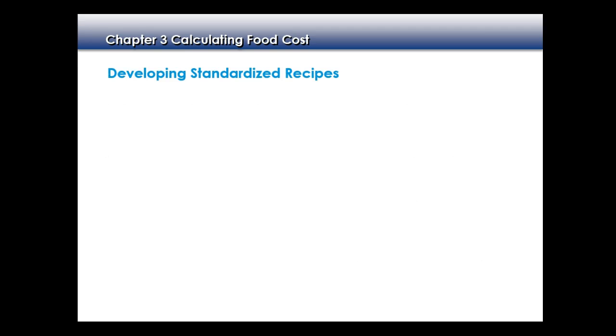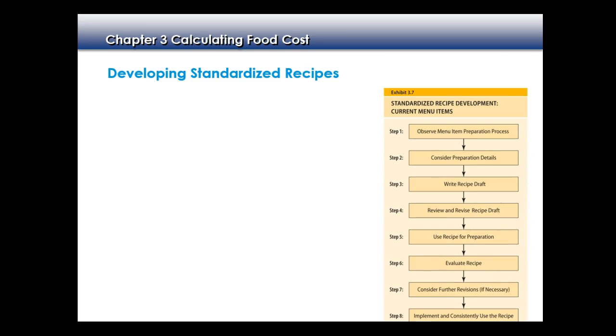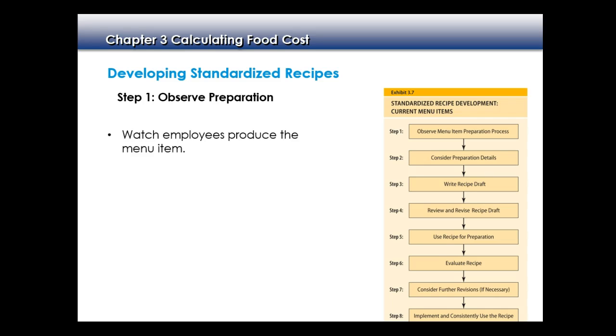So we'll talk about the steps in developing a standardized recipe. So you can see there are 8 different steps. First one is to observe the menu item being prepared. So what you're looking for is how the employee produces each menu item. What and how much of each ingredient is going to be used.